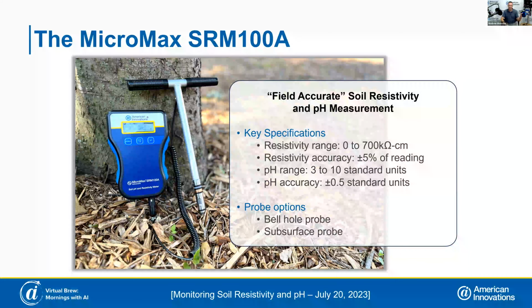It's got 3 buttons on it, pretty basic. It's got a power button, it's got an ohm centimeter button for taking the resistivity, and it's got a pH button. And you press either the resistivity or the pH button, and within a matter of seconds, you have your reading.